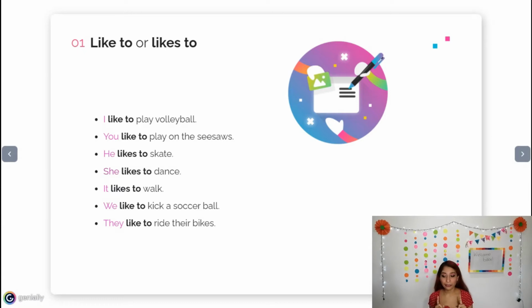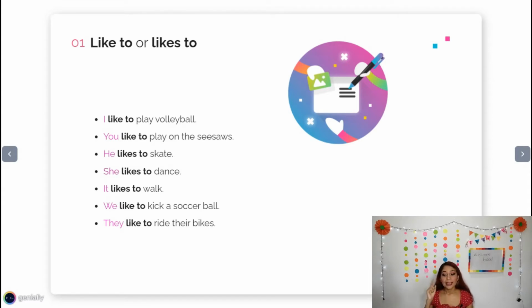Here the first sentence says, I like to play volleyball, okay? We have in pink the personal pronoun I, then like to, and then the vocabulary. I like to play volleyball. Second one, you like to play on the seesaws, okay? We have it with no S. You like to play on the seesaws.